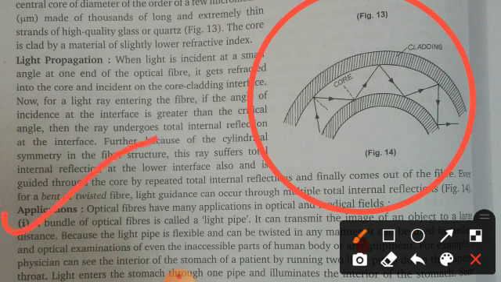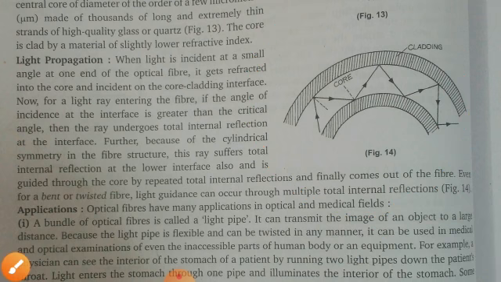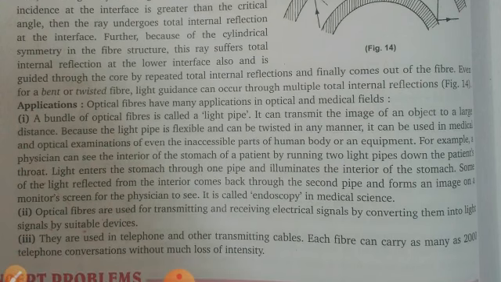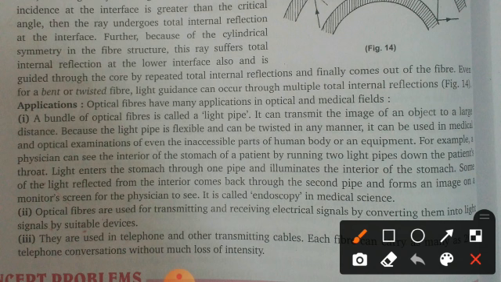What are the applications of optical fiber? Optical fibers have many applications in optical and medical fields. First one, a bundle of optical fibers is called a light pipe. It can transmit the image of an object to a very large distance. This is the most important advantage of optical fiber. Because the light pipe is flexible and can be twisted in any manner, it can be used in medical and optical examinations of often inaccessible parts of the human body or an equipment.